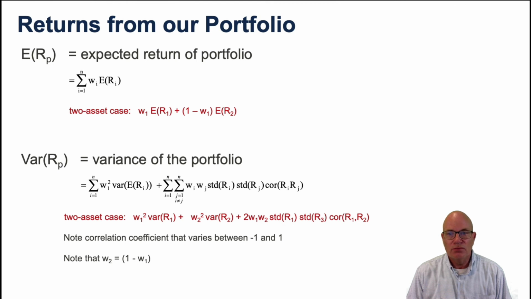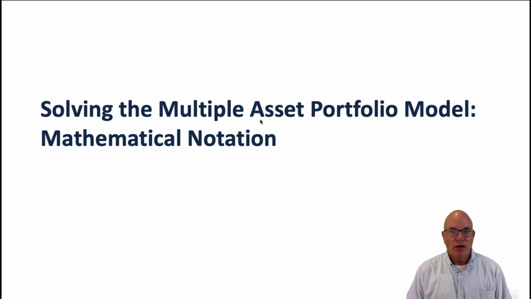We had 2 plus the 1 W1, W2 on the previous two asset portfolio. Now we're going to have many of those, and so we're going to have more cross terms, and you can see the summation across I and J, where I does not equal J. So that is our notation for this portfolio model.